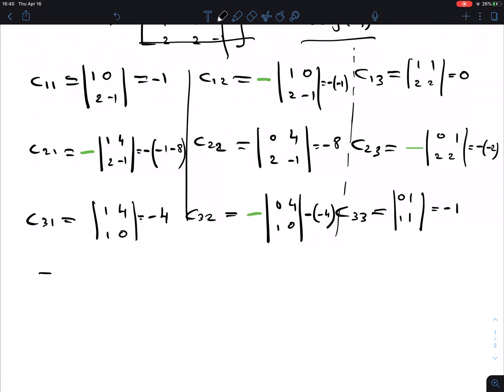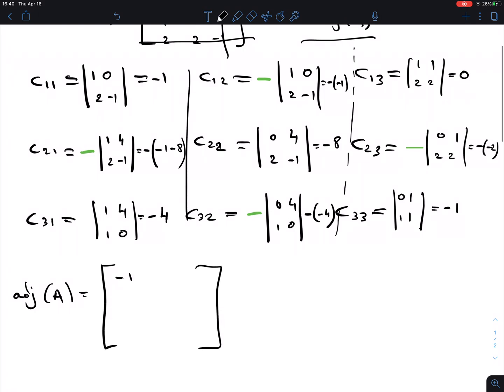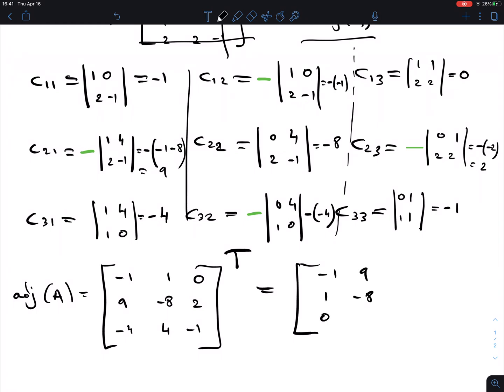Now I put them in my matrix. The adjoint of A: we put these in a matrix, so we get negative 1, 1, 0. This number is minus minus, so it's actually 9. Negative 8, 2. This is 2 here. And it's negative 4, 4, and negative 1. I just copied them because they have to go in the right place. I organized everything so that it was already in the right place, but if you organize it differently, make sure you put it in the right place. But then don't forget it's a transpose. So we make the rows into columns. That's the transpose, and so this is the adjoint.